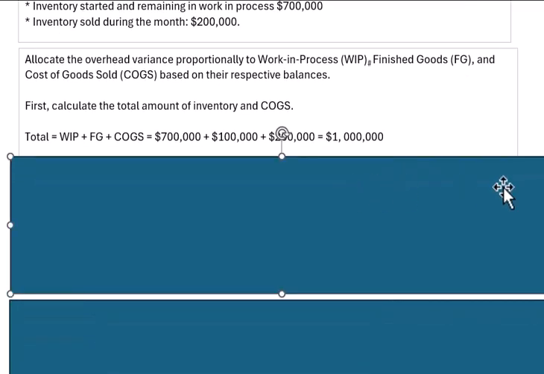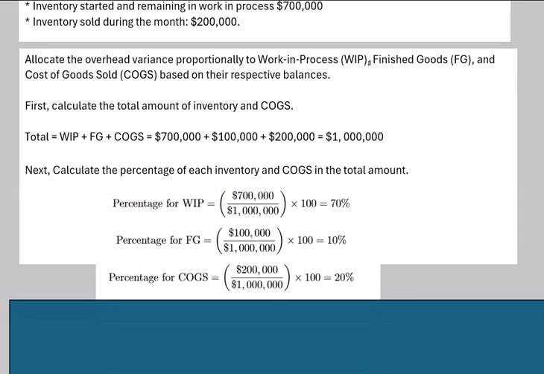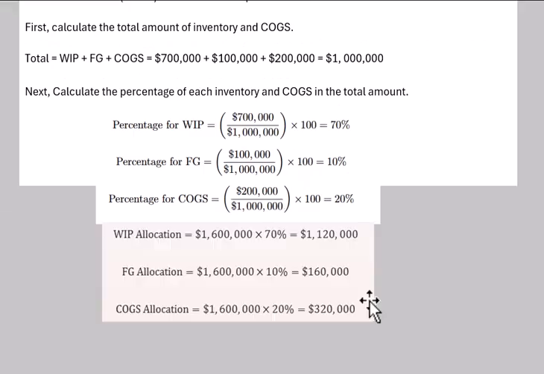All right, so then once we do that, we just determine the relative percentages by taking a portion for each category divided by the total. We come up with 70%, 10%, and 20% for WIP, finished goods, and cost of goods sold, respectively. And then we just do the calculation.